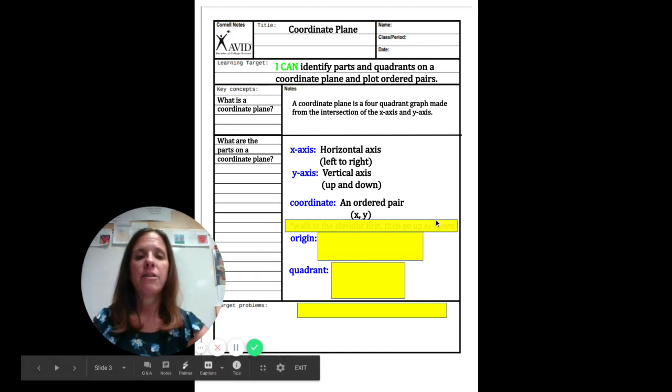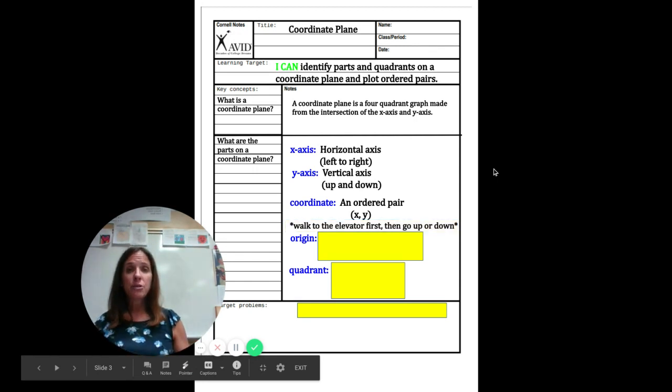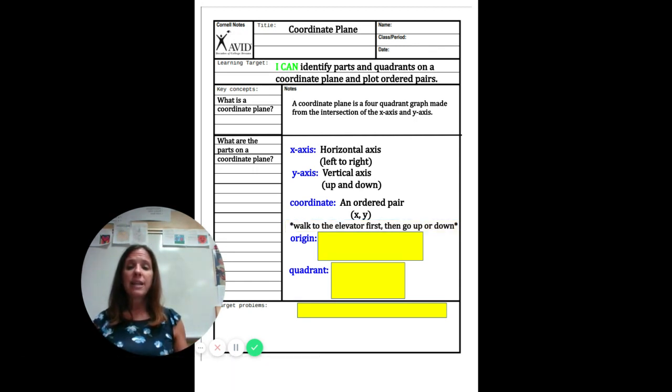A little hint you might have learned in 6th grade was you walk to that elevator first. So you got to walk left or right first, and then the elevator takes you up or it takes you down. Okay, so that's a good way to remember. X comes first and then your y.